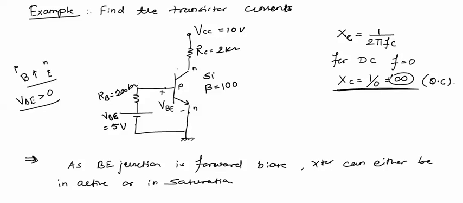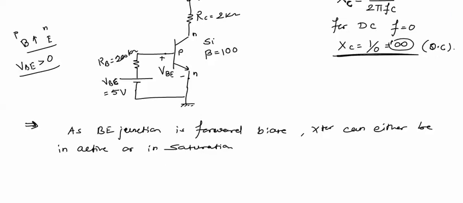Now we'll start analyzing this circuit. We'll find out whether it is operating in active or saturation. Now the base emitter junction is forward biased, so either it is in active or in saturation.